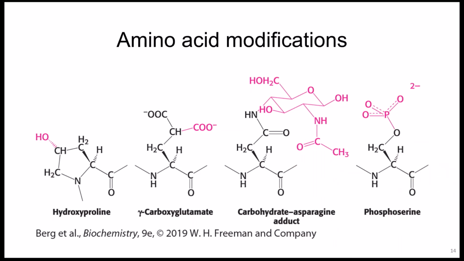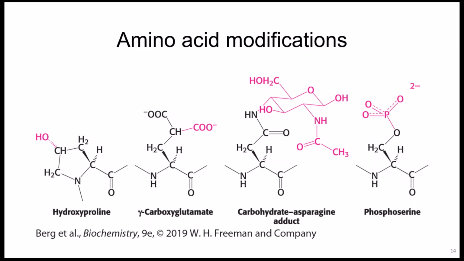Here are some specific examples of post-translational modifications to amino acid side chains. Proline was that ring where we had a nonpolar structure with the side chain attaching back to the amino nitrogen, but it can also be hydroxylated in order to increase its polarity. And this is a really important function for the protein collagen.